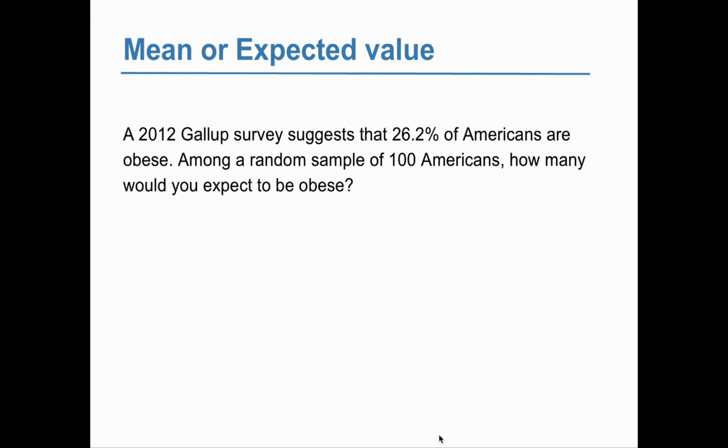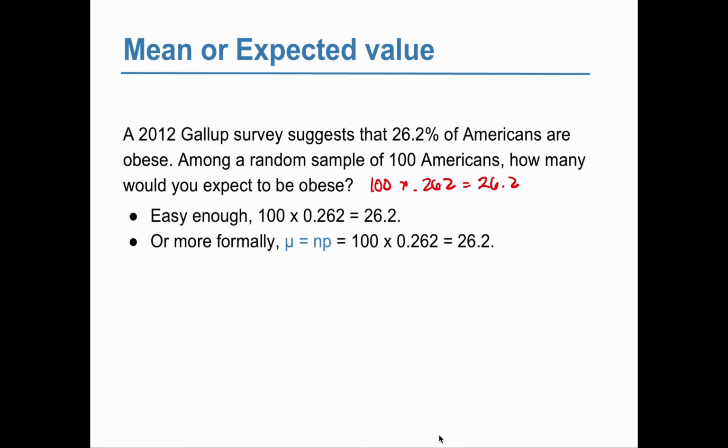A 2012 Gallup survey suggests that 26.2% of Americans are obese. Among a random sample of 100 Americans, how many would you expect to be obese? Well, you would expect it to be 100 times 0.262, right? More formally, our mean, mu, is equal to n times p. In this case, n is 100 and p is 0.262. So, the mean is equal to n times p for a binomial distribution.